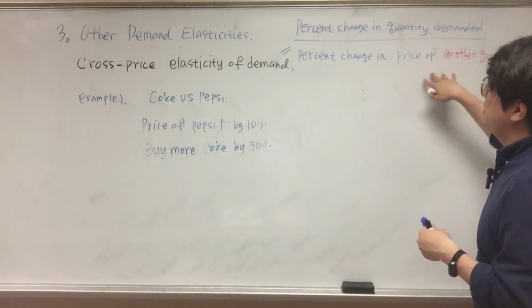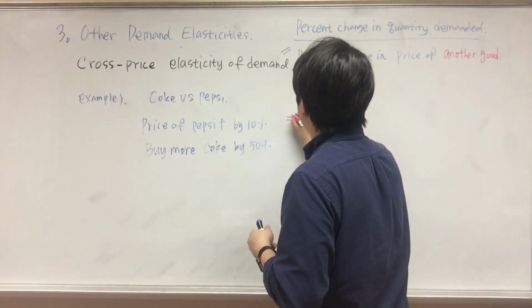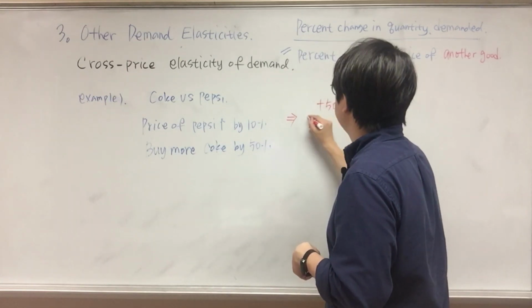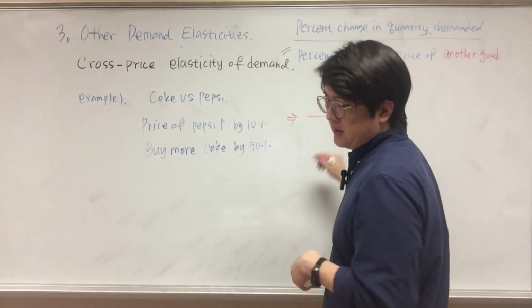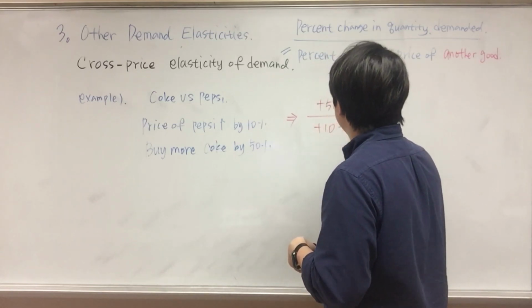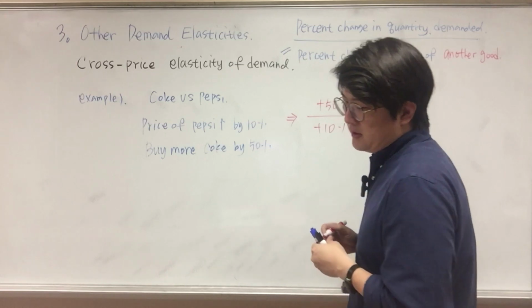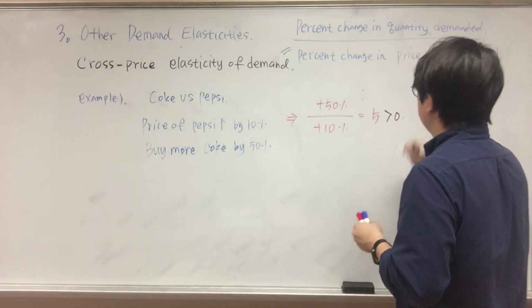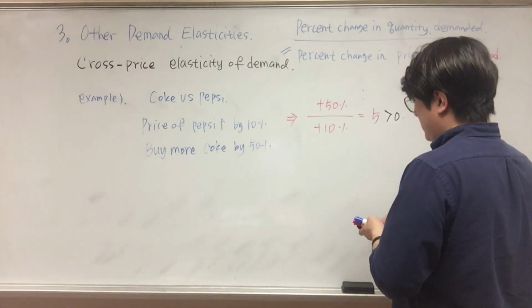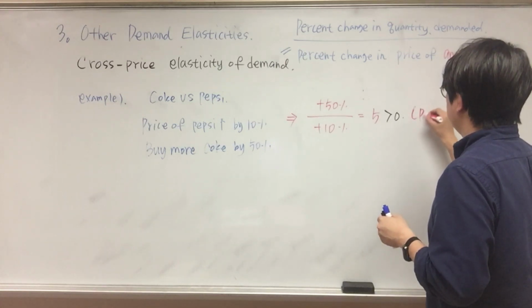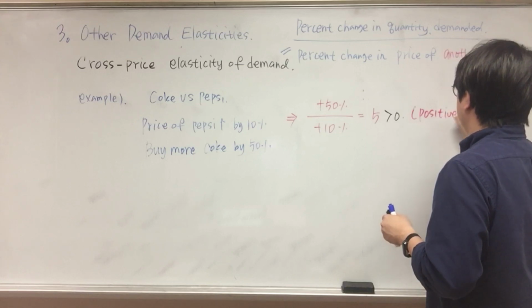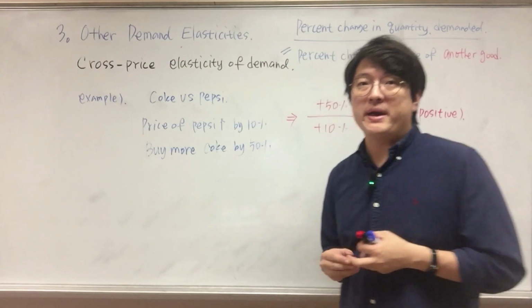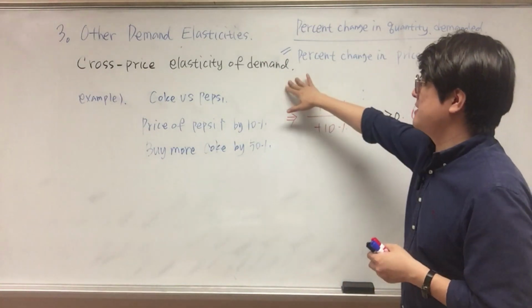So how can you find the cross price elasticity of demand? Using this formula, right? The numerator is plus 50% divided by plus 10%. So we have a 5, which is greater than 0. So it means that it is positive. As you know, substitutes have a positive value of cross price elasticity of demand.